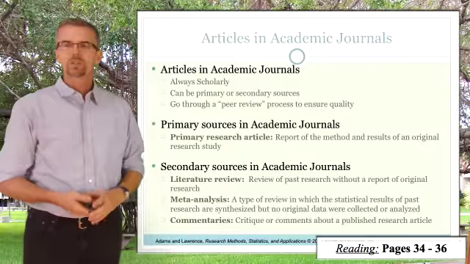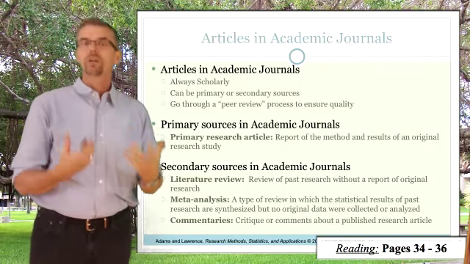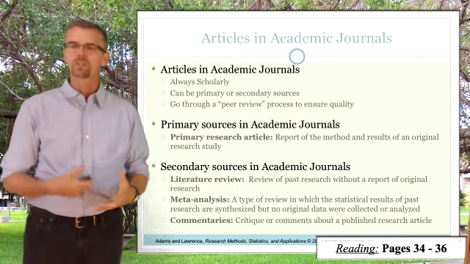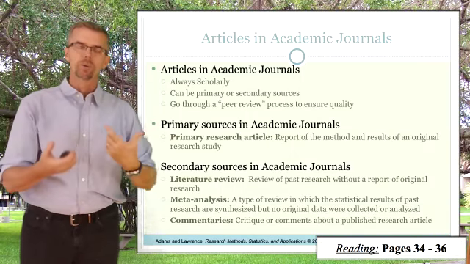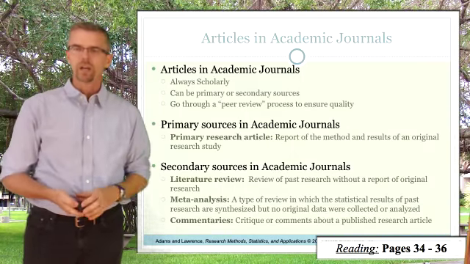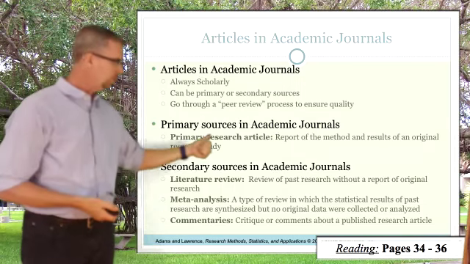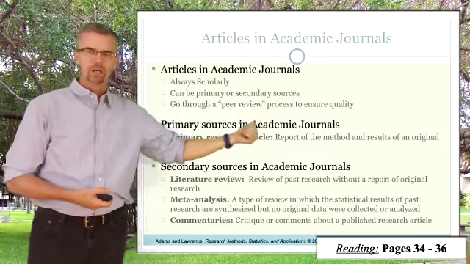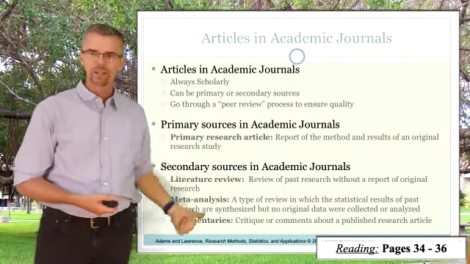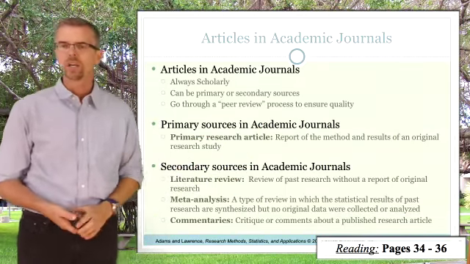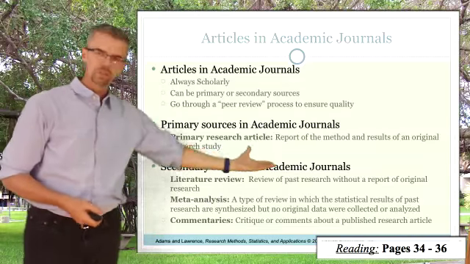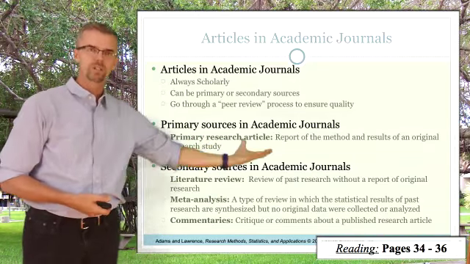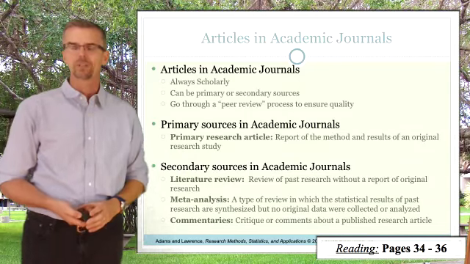Articles in academic journals are always scholarly. That's why I want you to look there first. Primary sources and secondary sources are both in academic journals, so we've already covered that. A literature review will be required in your research project. You will not be getting into a meta-analysis, and you will not be doing commentaries. But we will primarily be looking for and sourcing your research projects out of secondary sources in academic journals.